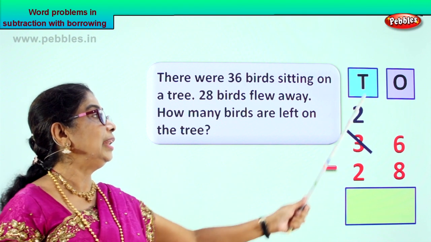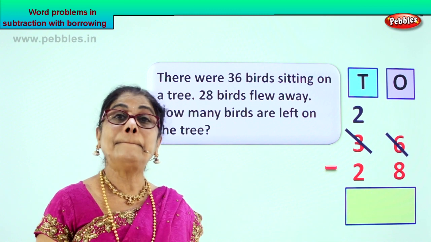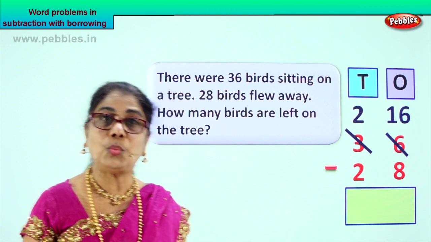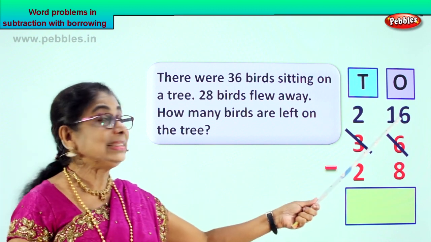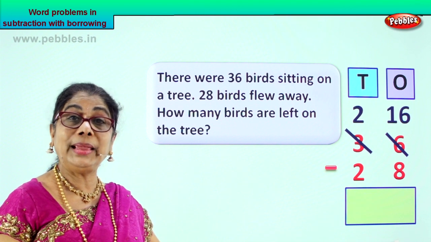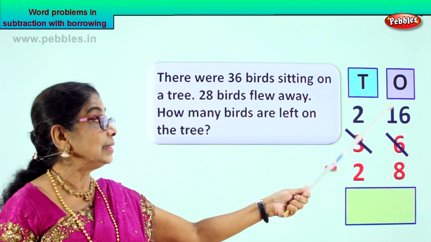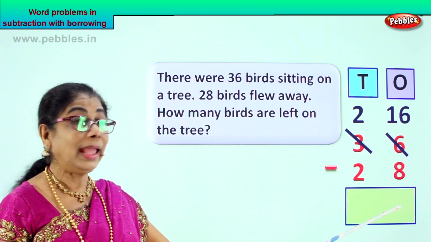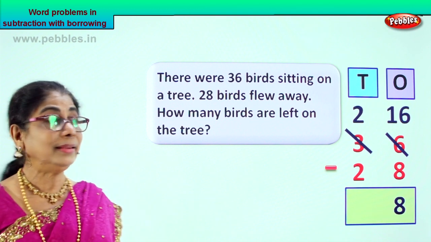Then, this 1 ten we take to the ones place. 1 ten plus 6 ones becomes 16 ones. So, we put 16 here. 16 take away 8 ones, the remaining. 16 minus 8 is 8. Good. So, we write 8 here.